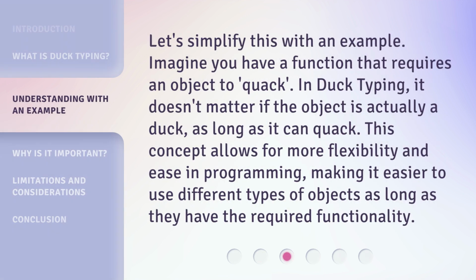Let's simplify this with an example. Imagine you have a function that requires an object to quack. In duck typing, it doesn't matter if the object is actually a duck, as long as it can quack. This concept allows for more flexibility and ease in programming, making it easier to use different types of objects as long as they have the required functionality.